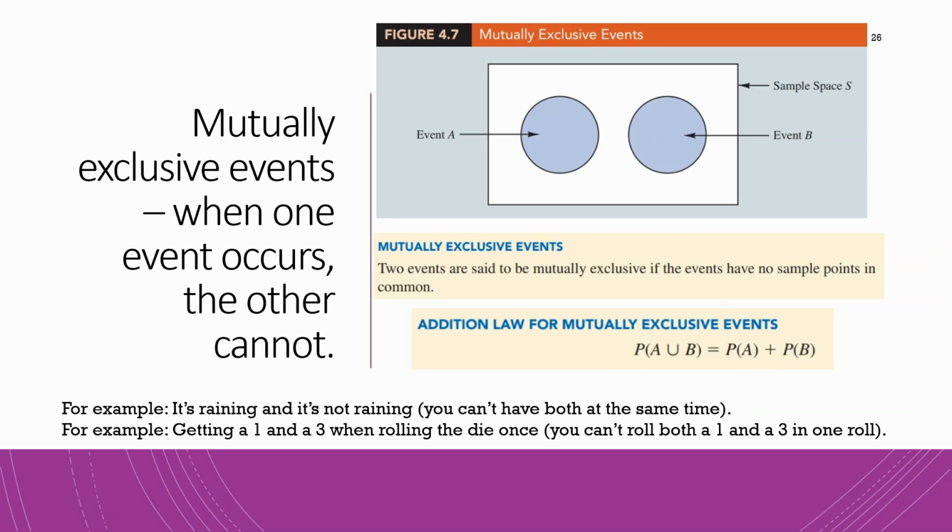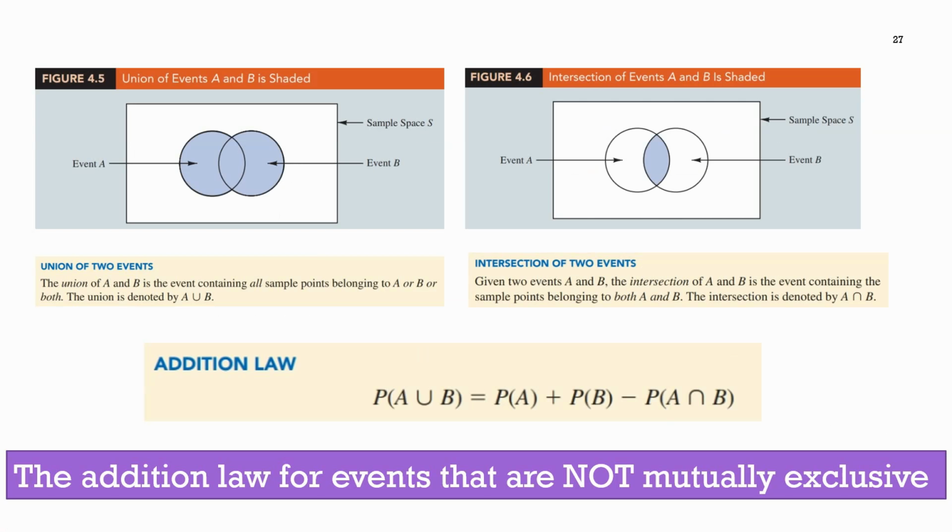Let's continue with this, and we're going to do an example. But just know that if you have events that can't happen together, and you want to know the probability that at least one of them could happen, you can just add them together.